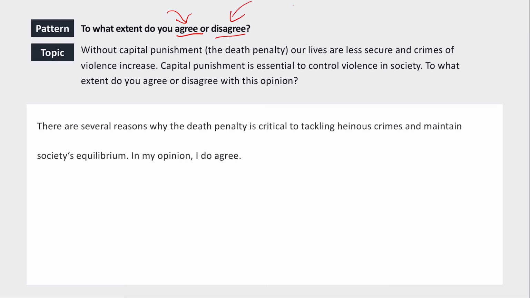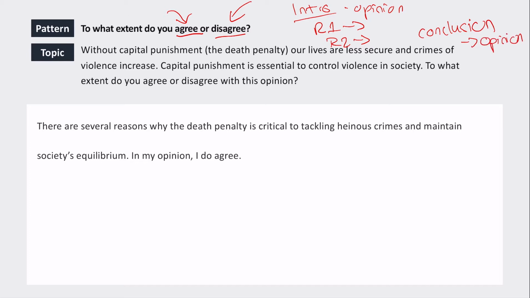So, of course, the most basic answer is going to be your introduction, which should give your opinion on the topic. And then your body one should be your first reason you agree or disagree, and then your second reason you agree or disagree, and then your conclusion where you summarize your arguments and then repeat your opinion again.